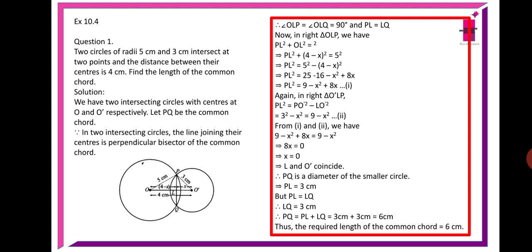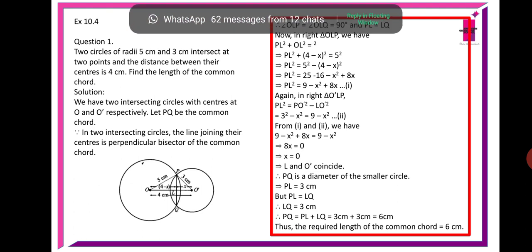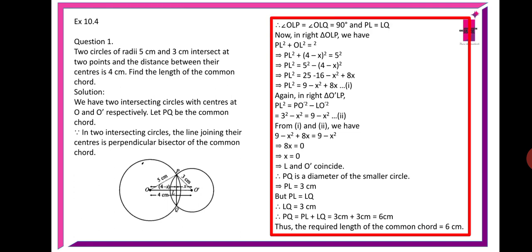This is equation 1. Again, in right triangle O naught LP, PL square equals PO naught square minus LO naught square. If we substitute the values, we get PL square equal to 3 square minus x square, that is equal to 9 minus x square. This is equation 2. From 1 and 2, we have 9 minus x square plus 8x equal to 9 minus x square. Simplifying, you will get x equal to 0.